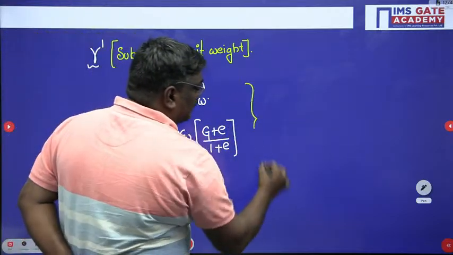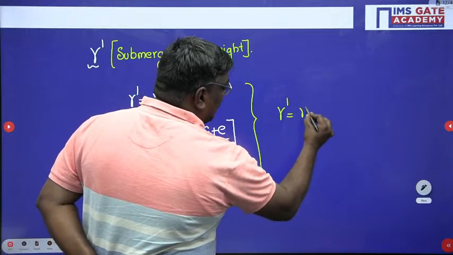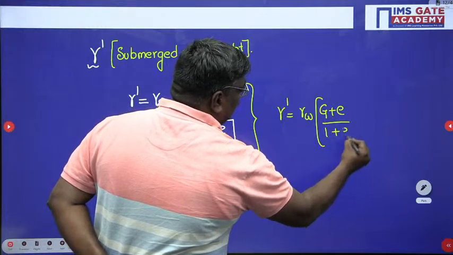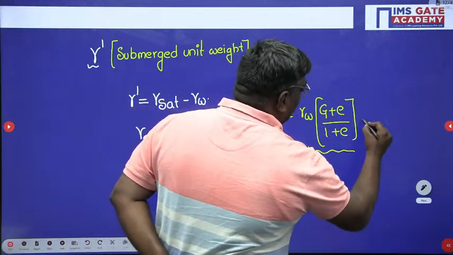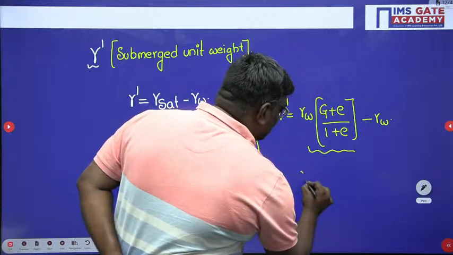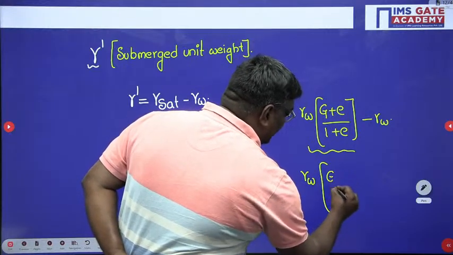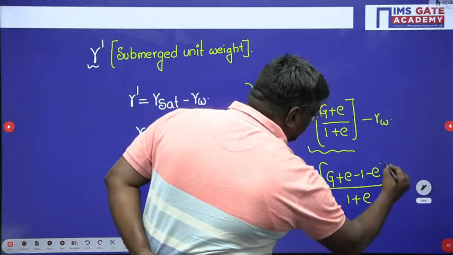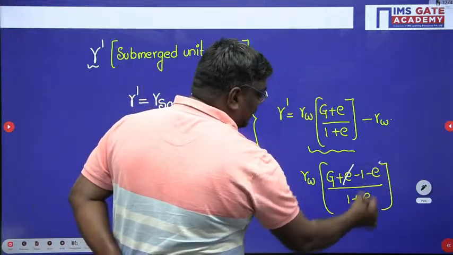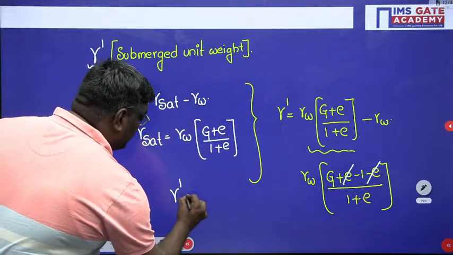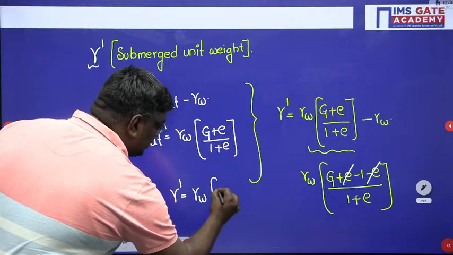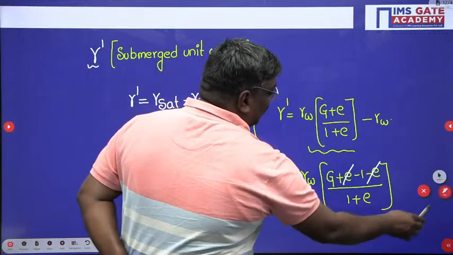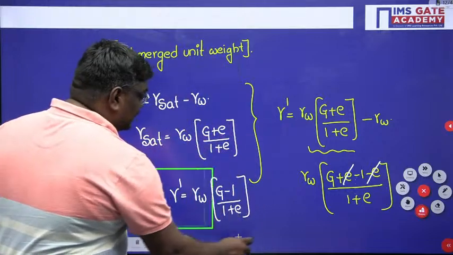Now see students, gamma dash is equal to what? Gamma W into G plus E upon 1 plus E, this indicates gamma sat, minus gamma W. So here if I take gamma W common, you can write it as G plus E minus 1 minus E upon 1 plus E. So here if I cancel this E and minus E, you can write gamma dash is equal to gamma W into G minus 1 upon 1 plus E. So this is the important formula you should know for the submerged unit weight.